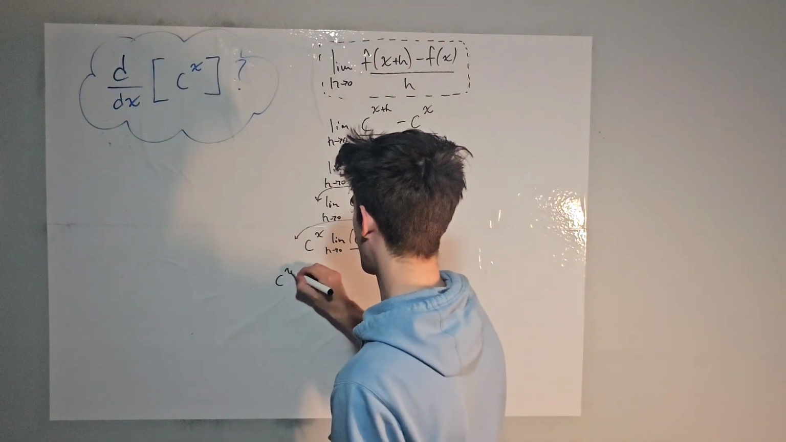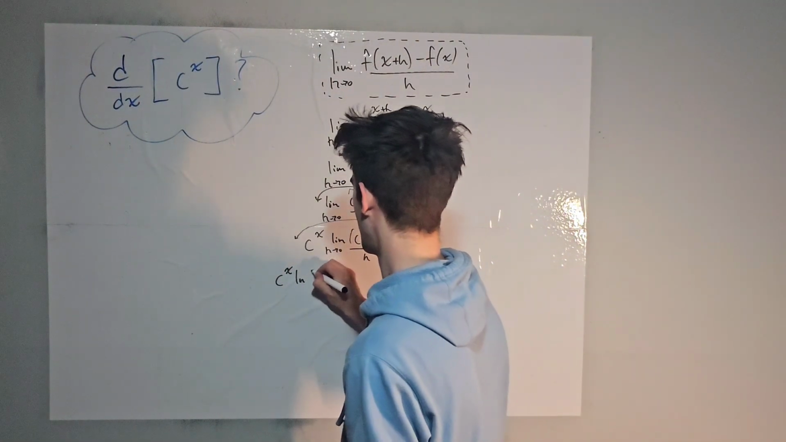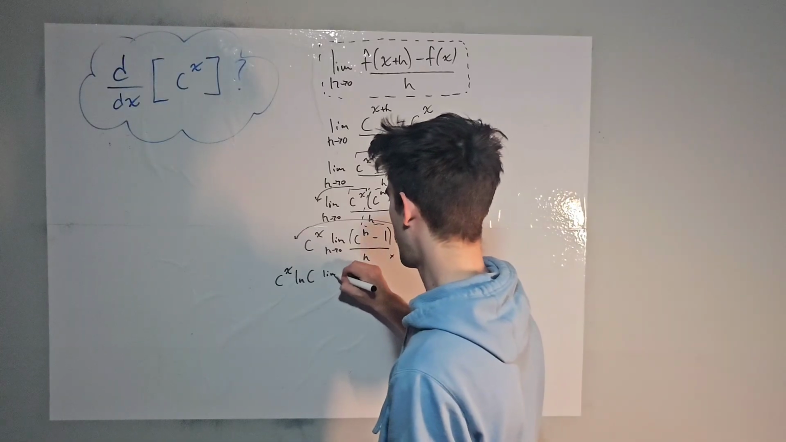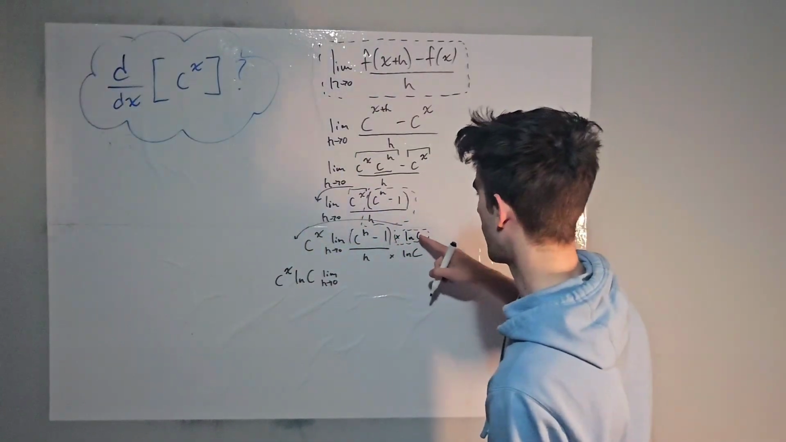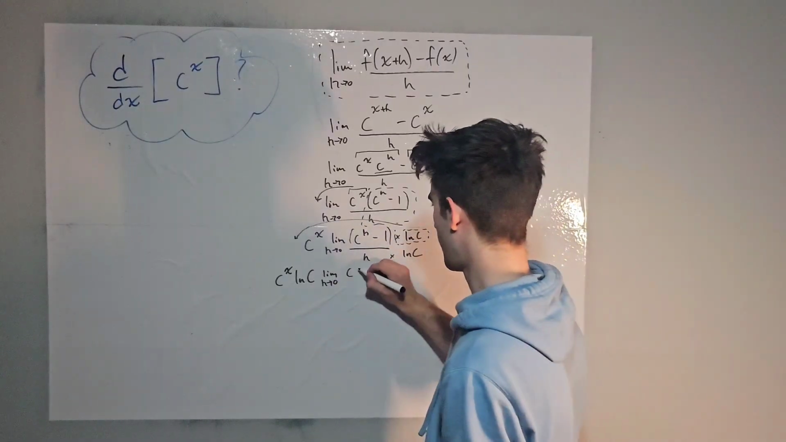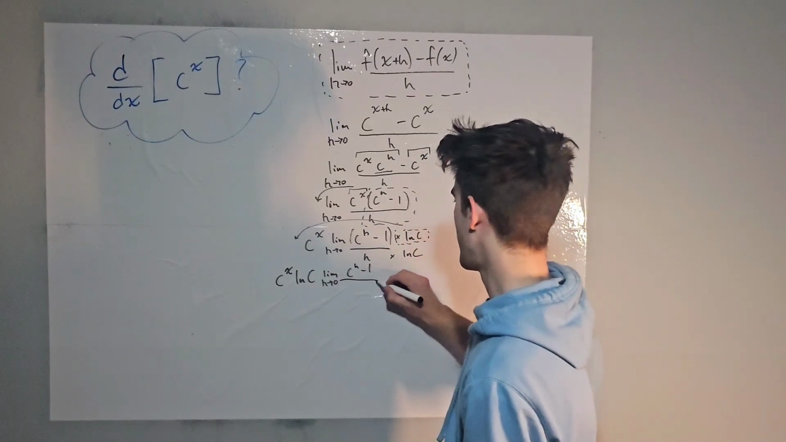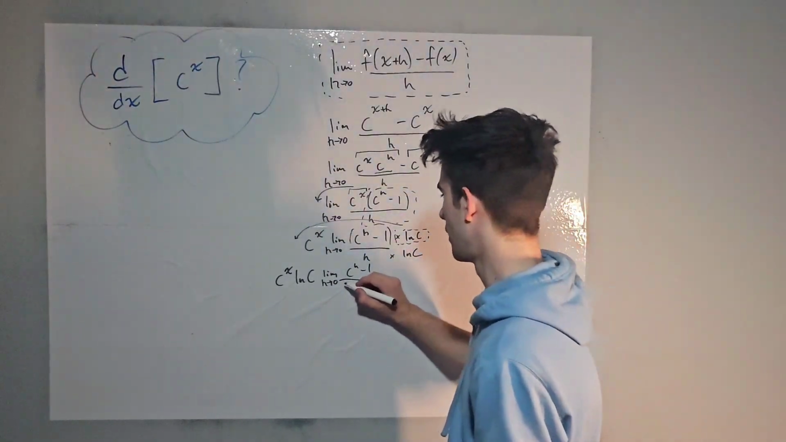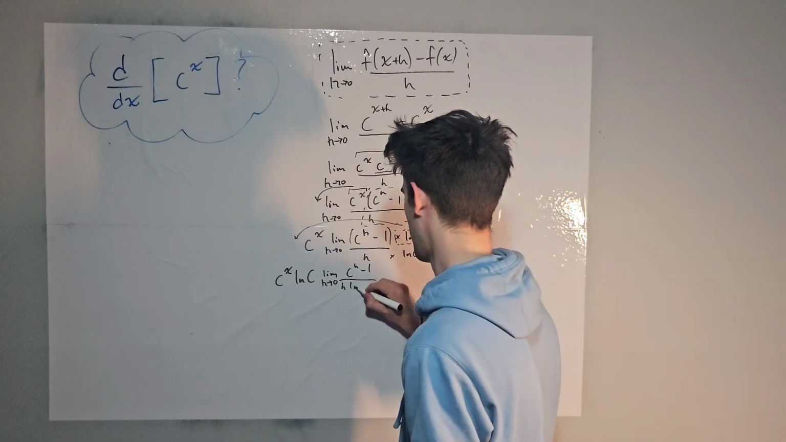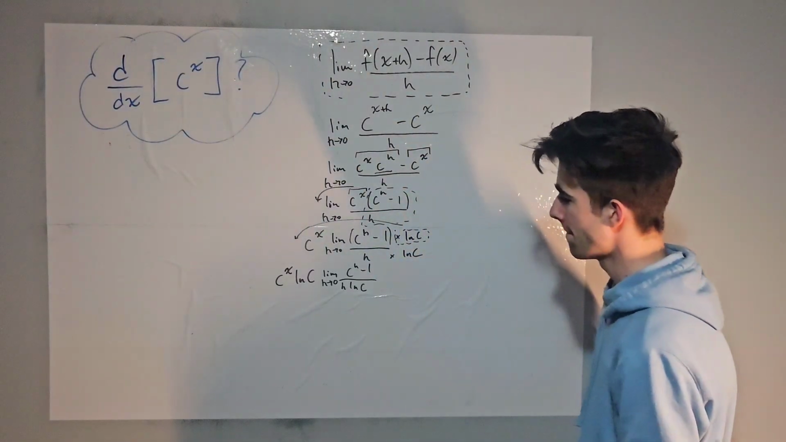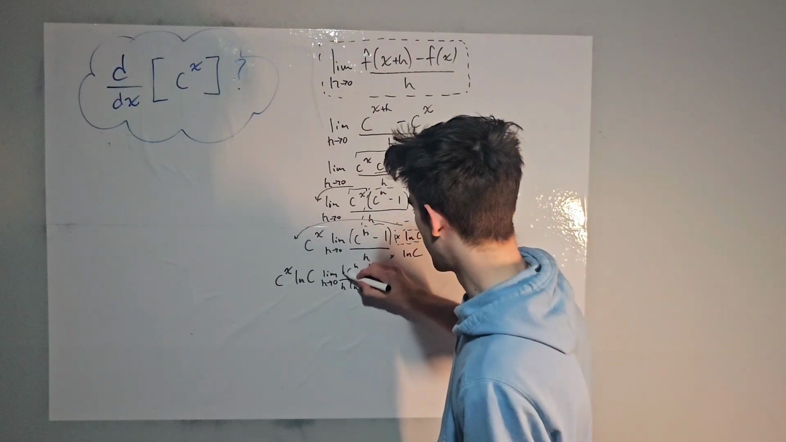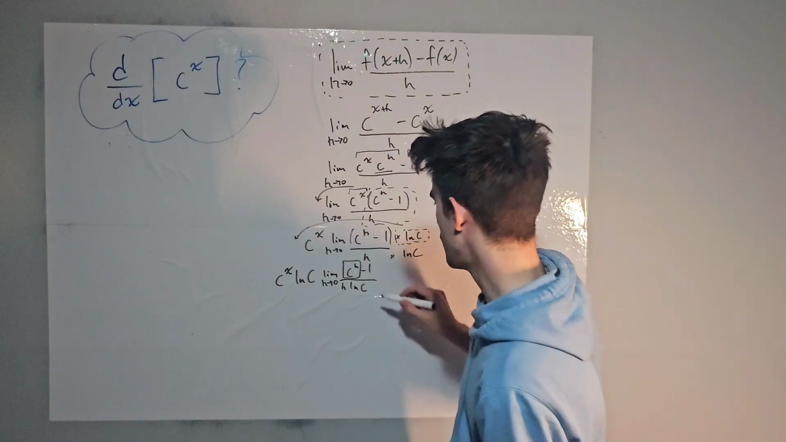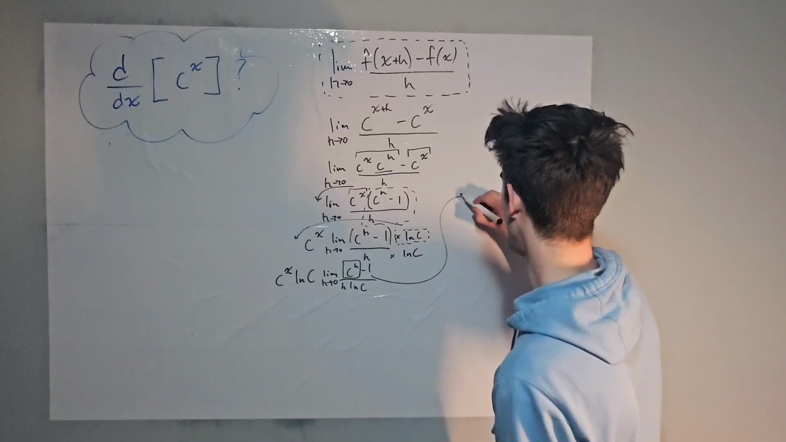We have c to the x ln c times the limit as h approaches 0 of just the numerator, since we already pulled that out front: c to the h minus 1, but now over h times ln c, h ln c. There we go. We're going to do a little bit of work on this term right here, c to the h. So this will be a little aside.